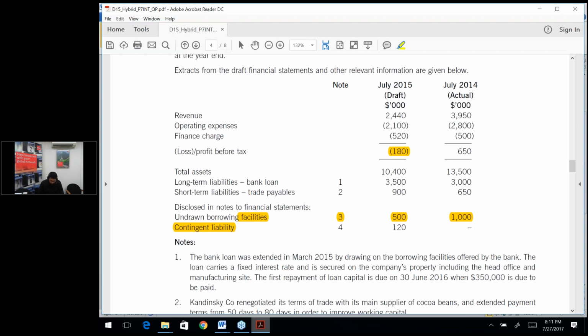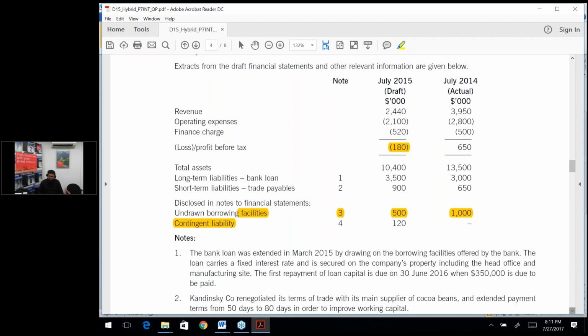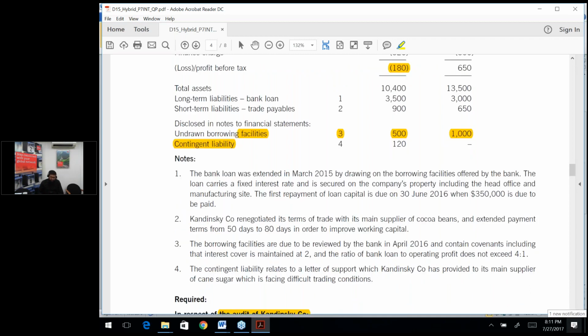Let's just talk. Long-term loan, note number one is there. Last year it was 3,000. Current year it's 3,500. It says the bank loan was extended in March 2015 by drawing on the borrowing facilities offered by the bank. The loan carries a fixed interest rate and is secured on the company's property, including the head office and manufacturing site. The first repayment of the loan capital is due on 30th June 2016, when 350,000 is due to be paid.